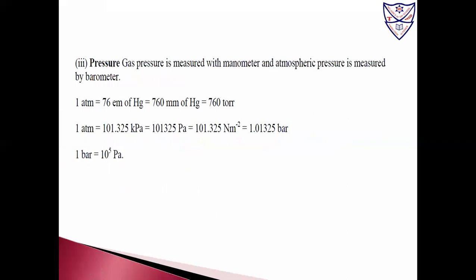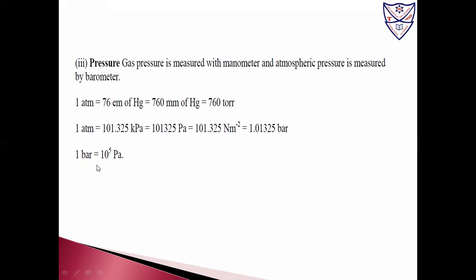Now about the pressure. Gas pressure is measured with the manometer and the atmosphere pressure is measured by the barometer. That is, 1 atmosphere pressure is equal to 76 cm of mercury, or equal to 760 mm of mercury, which is equal to 760 torr. These are all conversions you have to remember.